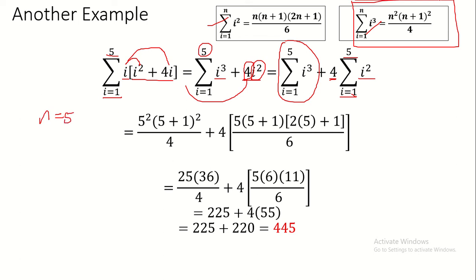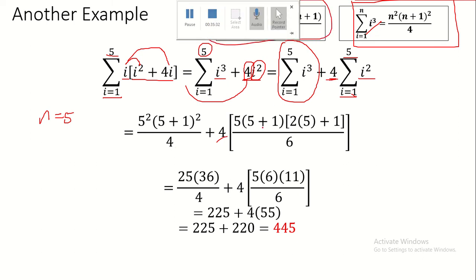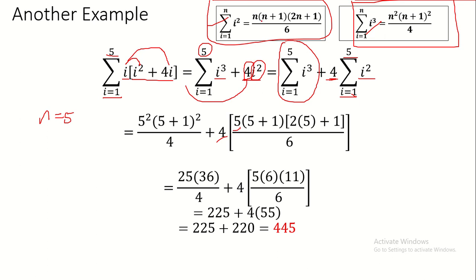So this formula, that's equal to 5 squared times the quantity 5 plus 1 squared divided by 4. And then copy the 4 there. And then apply this one, the sum of the squares. So that is 5 times the quantity 5 plus 1, 2 times 5 plus 1 divided by 6.